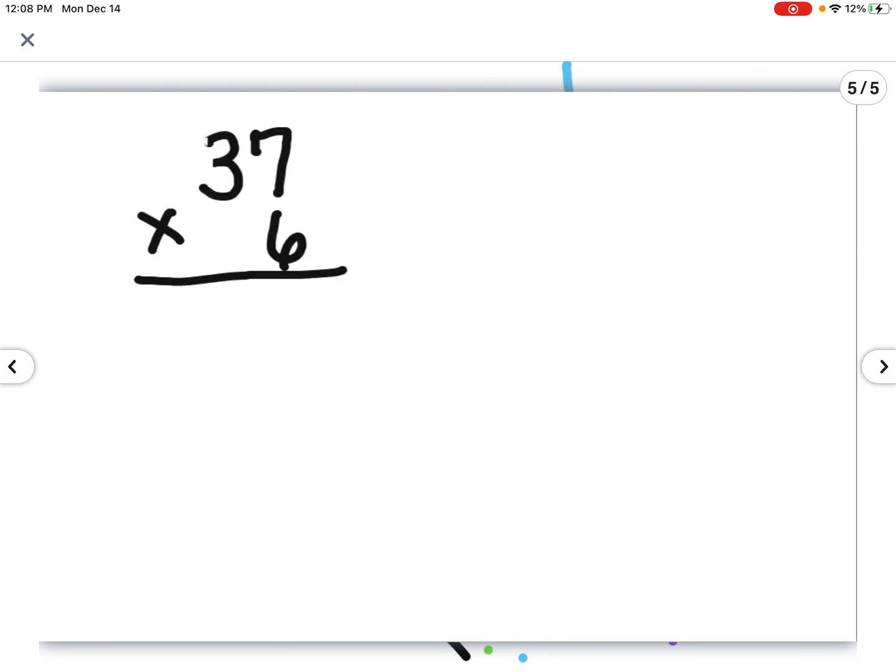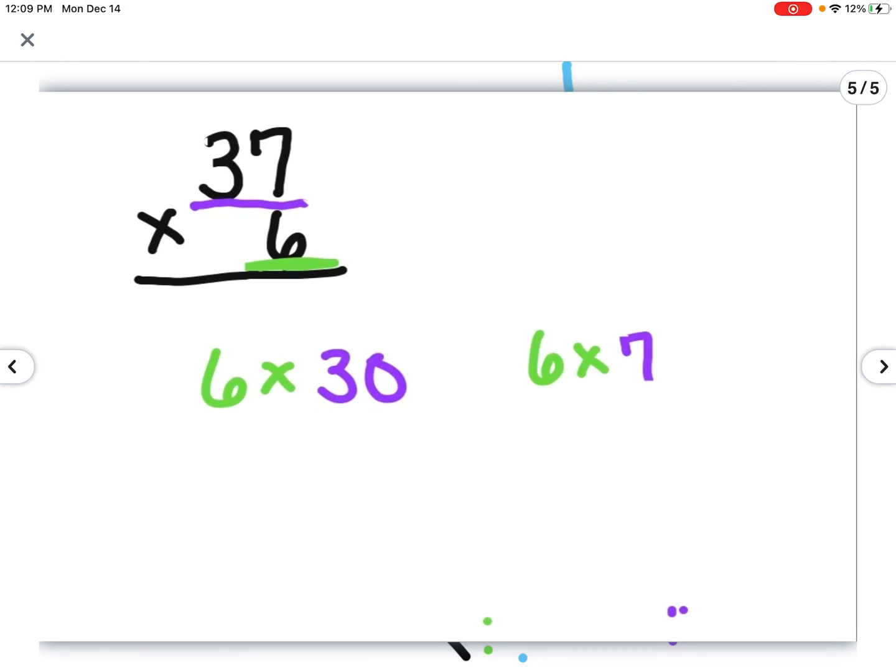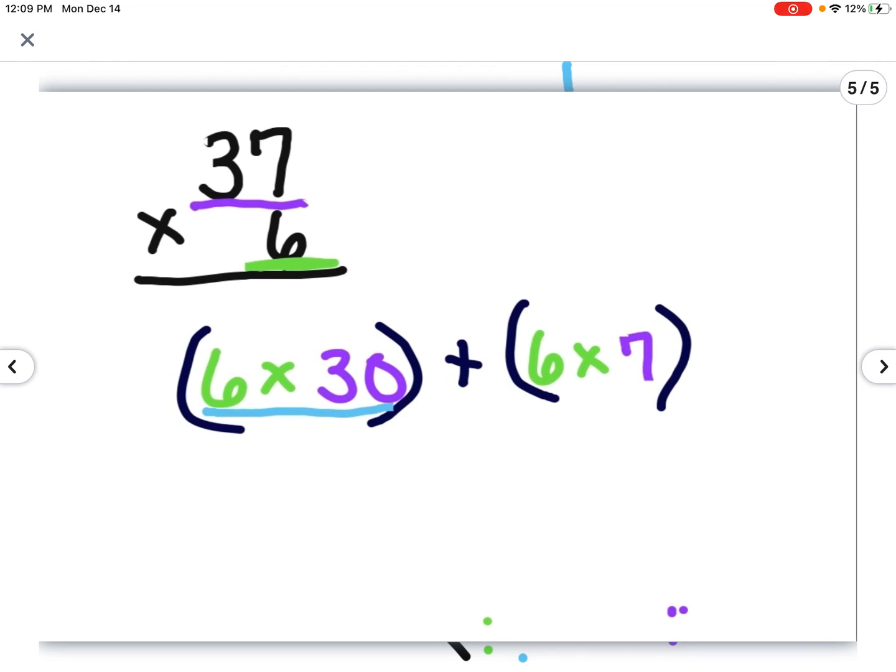Alright, let's try another one. The first thing I'm going to do is write this in expanded form, my largest number in expanded form. 37 is the same thing as 30 and 7. Now I want to distribute or pass out my 6. 6 times 30 and 6 times 7. Put in my parentheses and my plus sign. Now I'm ready to start. 6 times 30, or 6 times 3, I know that 6 times 3 is 18, and then I just bring down my 0.